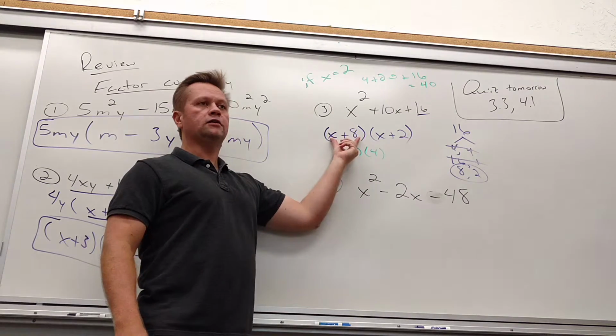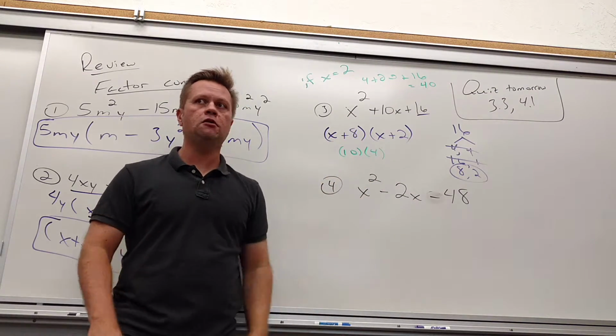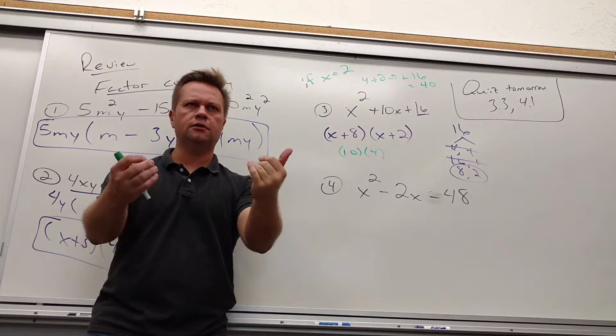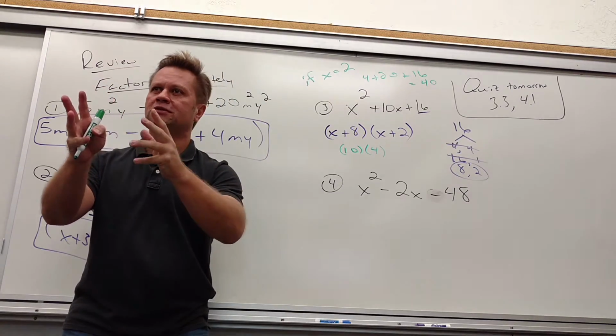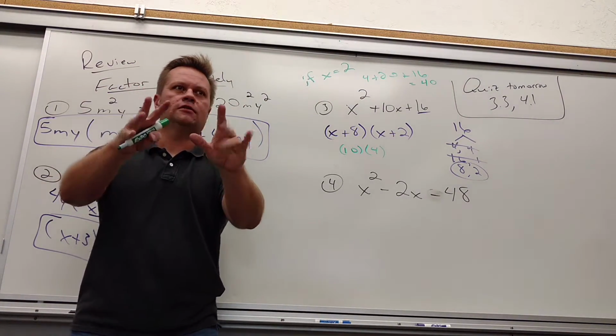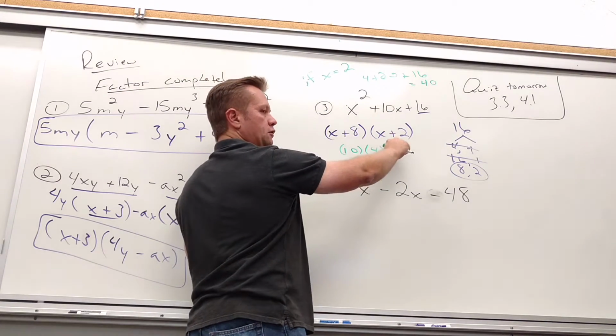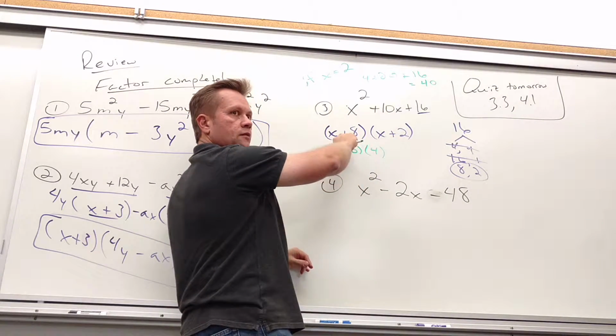But it makes this 6. Who cares? 0 times 6 is 0. Do you guys see what I'm saying? Somehow this is important, what I'm saying right now. So how do I make this 0? I can make it negative 2. X is negative 2, or x is negative 8.